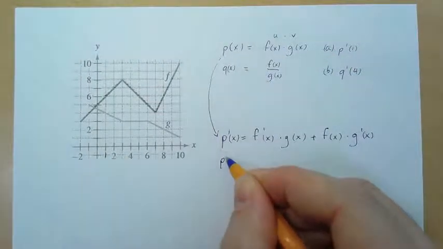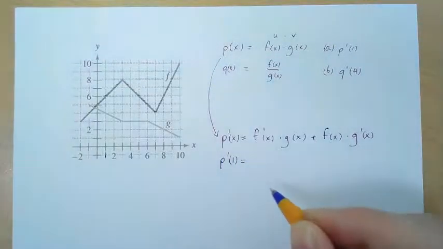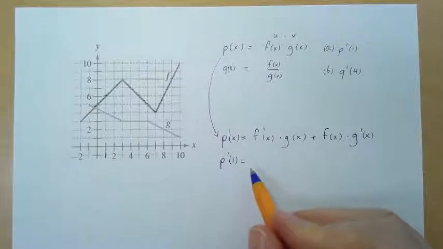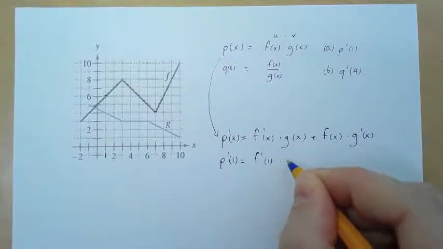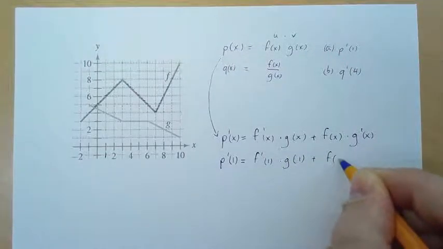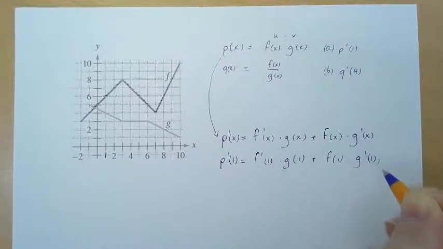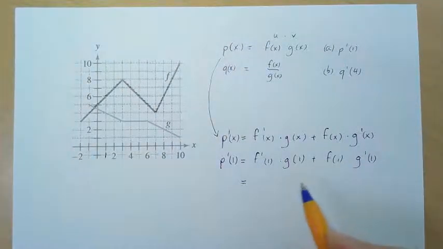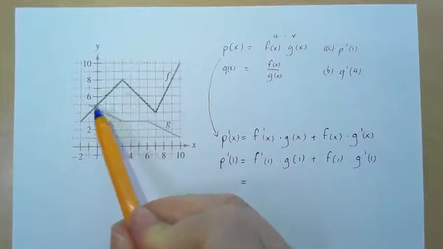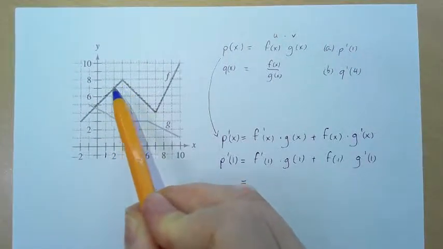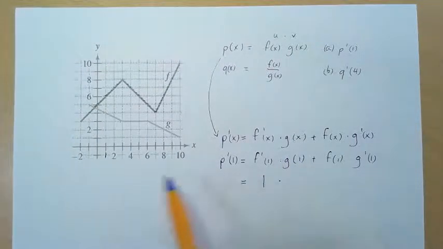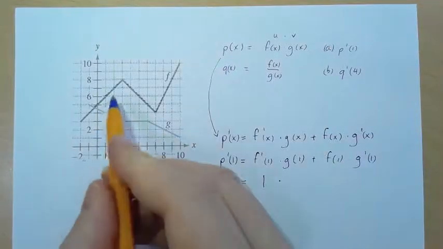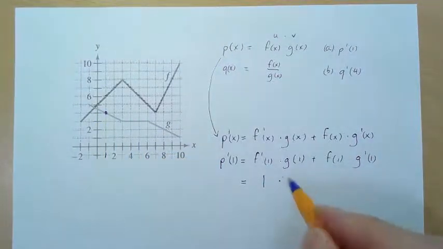So now that I found the derivative, I can actually calculate p prime of 1 by observing the graphs. This is f prime of 1 times g of 1 plus f of 1 times g prime of 1. If I look at the graph, what is the slope of f at x equals 1? If I count carefully, I can see that rise over run, it's always 1 over 1, so this is equal to 1. What is g of 1? This is the value of g at x equals 1. It's right here. It's 4.